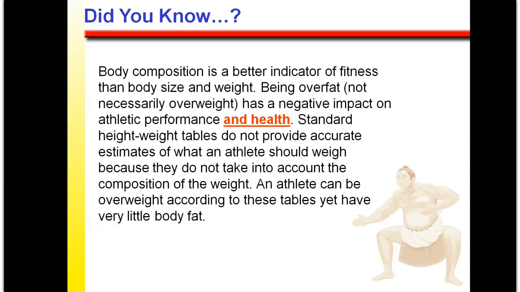Okay, so remember that body composition is a better indicator of fitness than body size and weight, and that being over fat and not necessarily overweight has negative impacts on athletic performance and health. Standard height and weight tables are useful and they can give estimates, but they're not very good with athletes and they're not very good on an individual level, primarily because you could have a guy that's 6'2" and 220 pounds and very strong and very muscular. You could also have somebody that's 220 pounds, that's 6'2" and is over fat. And the height and weight tables are going to give you the same measurement for this individual. One of them could be very fit and the other one could be overweight. So that's why the height and weight tables are not perfect.